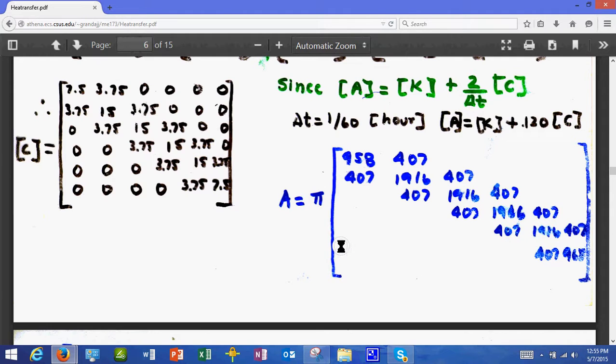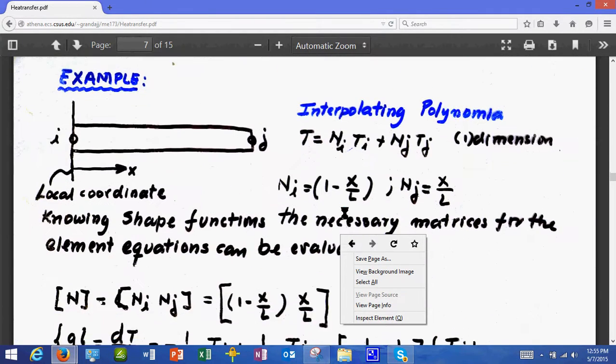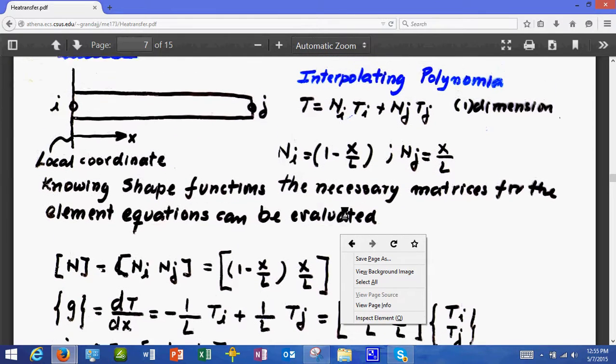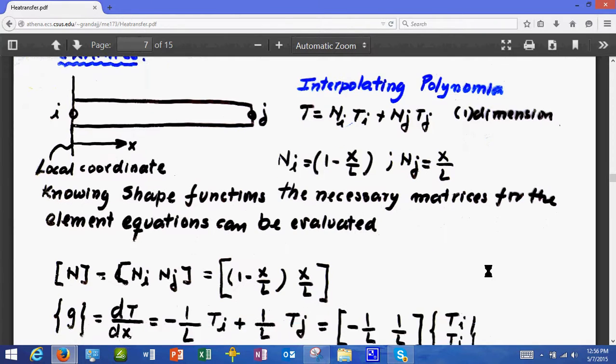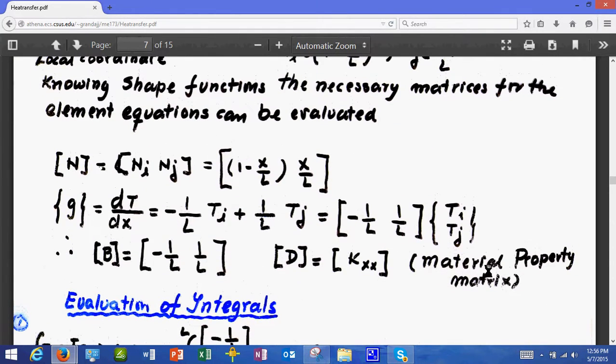So the more zeros we have, the better. And then we have another example here. In here you have, of course, the shape functions for a one-dimensional element, as you see. The necessary matrix for the element equations can be evaluated. So this is more towards the mechanism in which you go about finding these matrices for heat transfer problems.